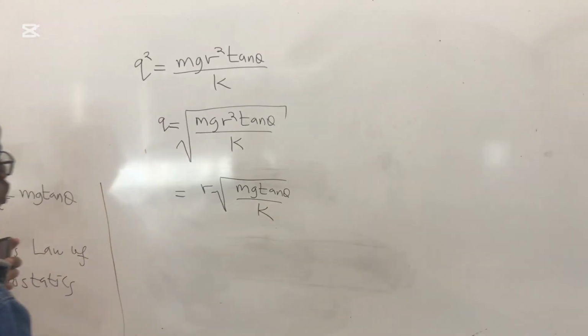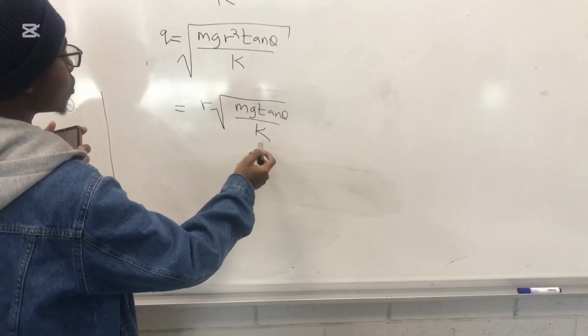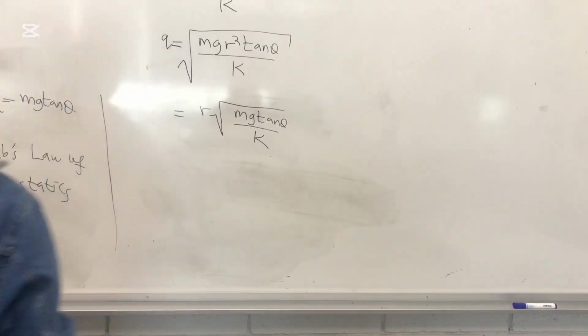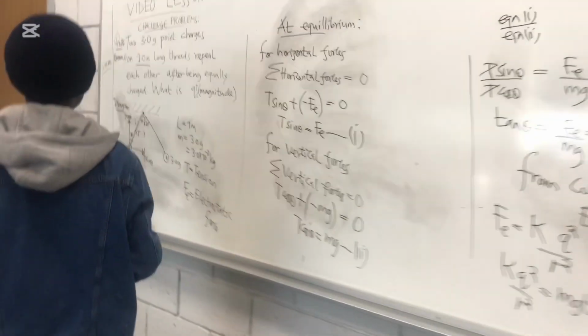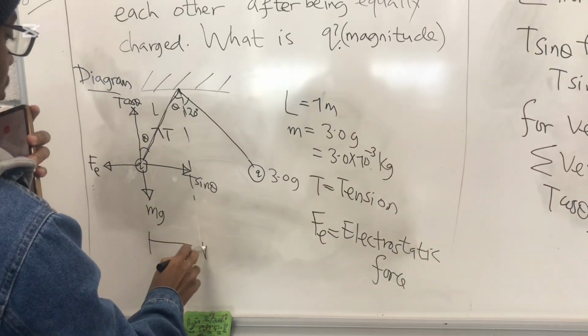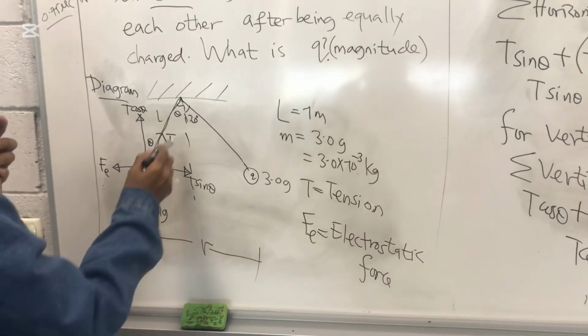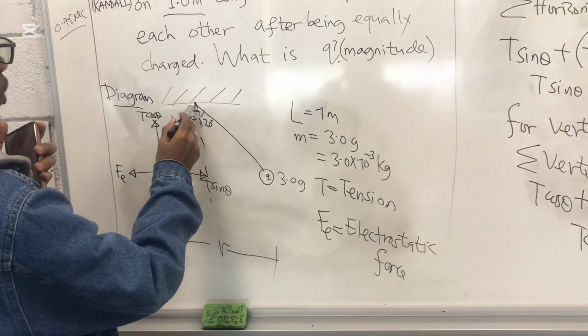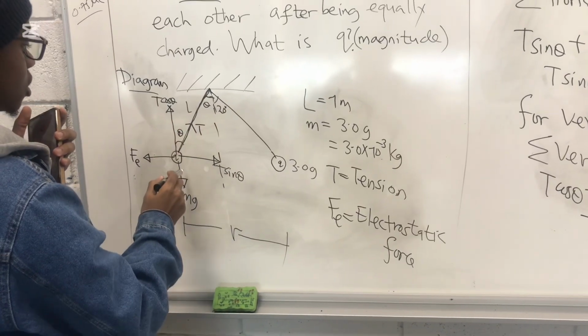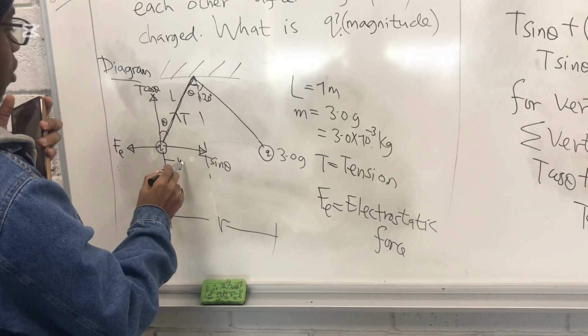So we know the value of m, which is 3, g is constant, theta we know the value, K we know, but for R I don't know the value. R is this distance from the first charge all the way to the second charge. So how to find it? You can consider this angle theta. We know the value of L, which is 1, right? So we can call this value maybe y, the value from the first charge all the way to the middle.